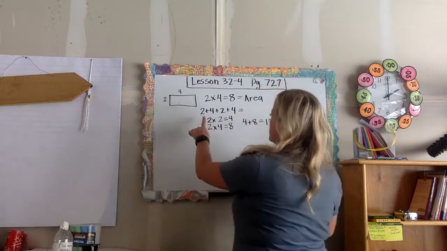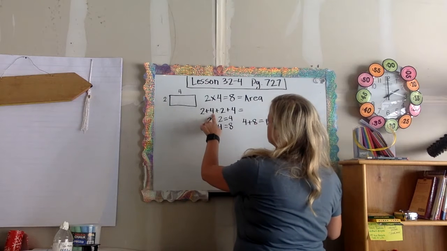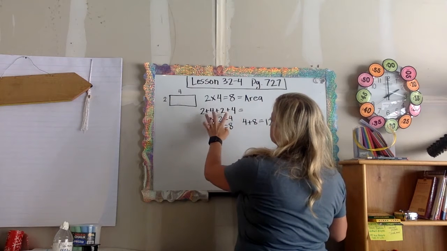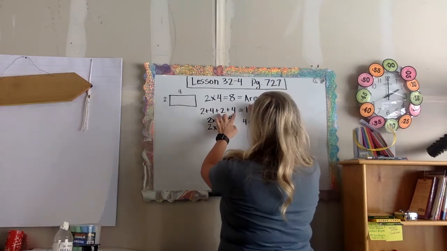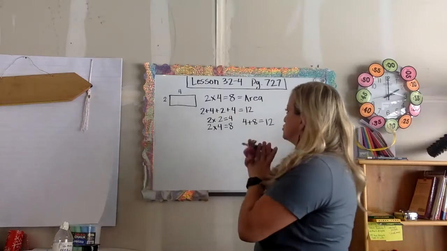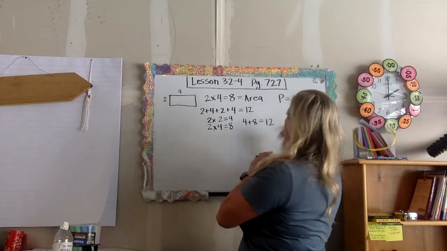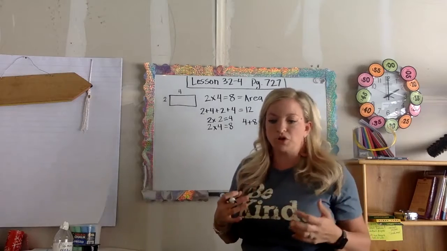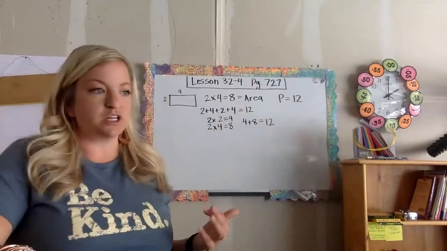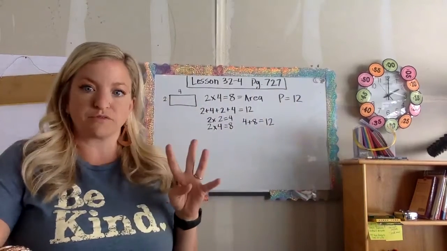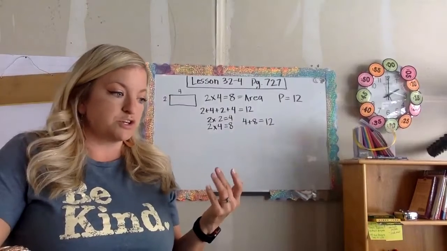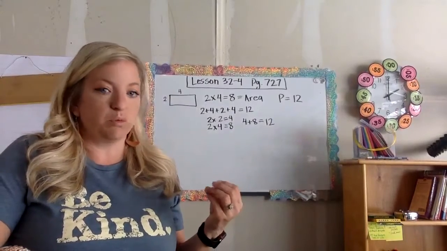Let's do the same thing here. 2 plus 4 is 6. 2 plus 4 is 6. 6 plus 6 is 12. So I did it 2 different ways. So the perimeter, just put P for perimeter, is 12. When you are looking for the perimeter of a shape, you're going to need to know that you're adding up all 4 of those sides to get to 12. So in your mind, you need to think about, well, what are some options?